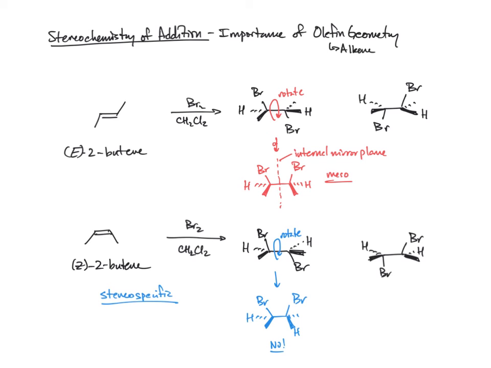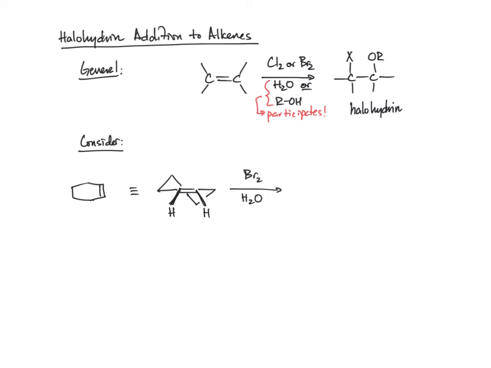Any questions before we move on? So now we're going to look at another set of conditions that uses molecular halogen, but now the solvent that we're using is either water or an alcohol. So now we have a protic solvent, whereas before we were using dichloromethane, which is not protic.